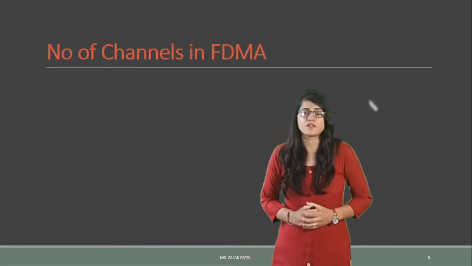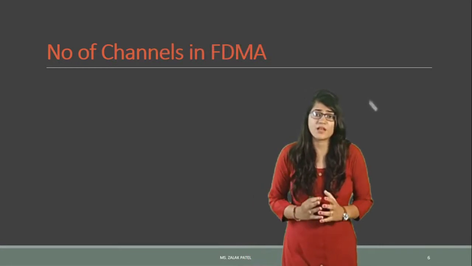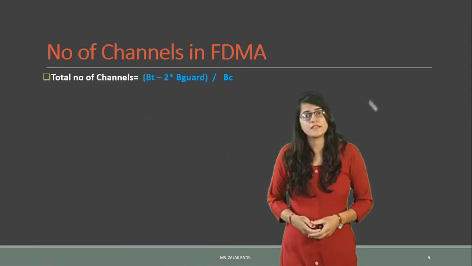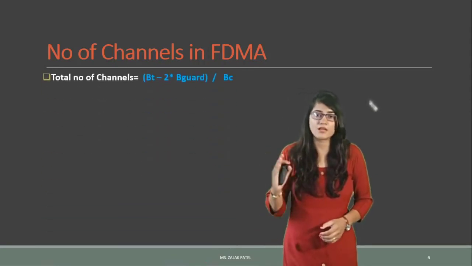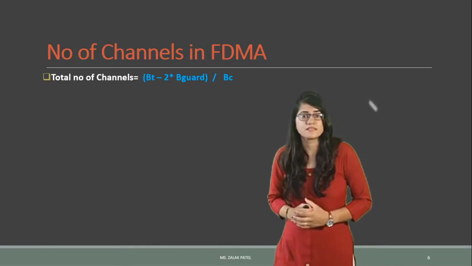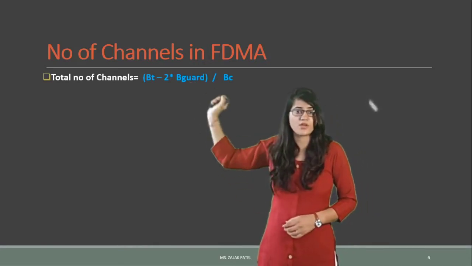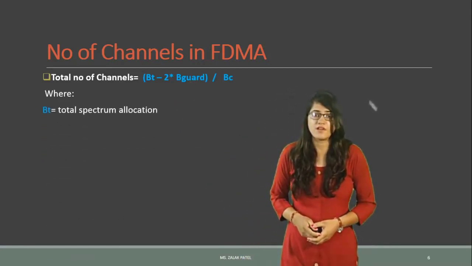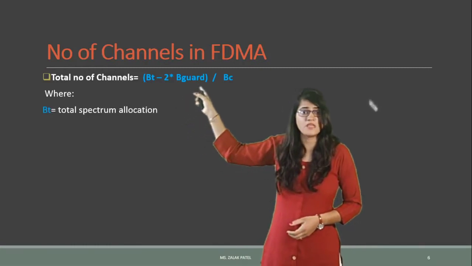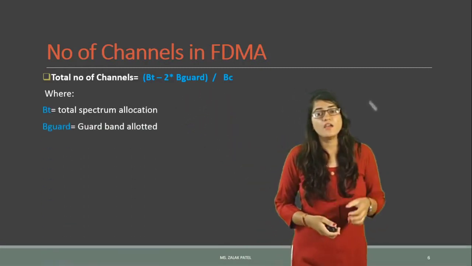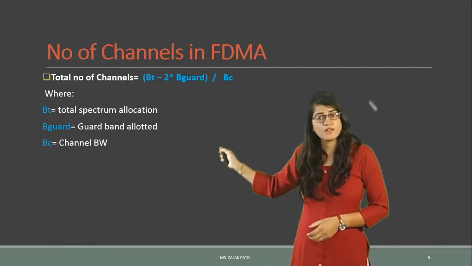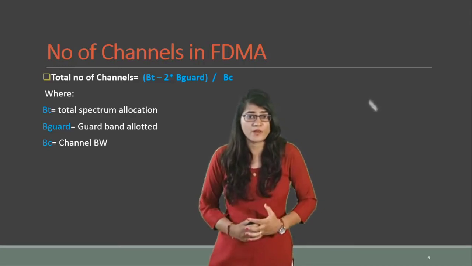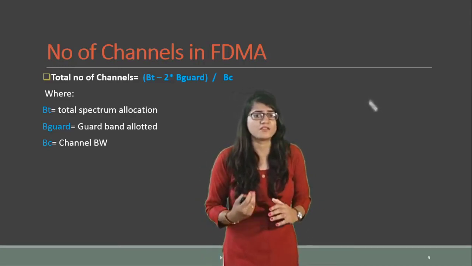Next is the number of channels available. Based on this topic, an example or short question can be asked. For the number of channels, the equation that can be used is (Bt minus 2 times Bguard) divided by Bc. In this equation, Bt is the total bandwidth available to the spectrum, Bguard means the guard band required, and Bc means the channel bandwidth. You can find the channel bandwidth: if simplex channels or duplex channels are given in the example, then you have to simply multiply it by the factor 2.